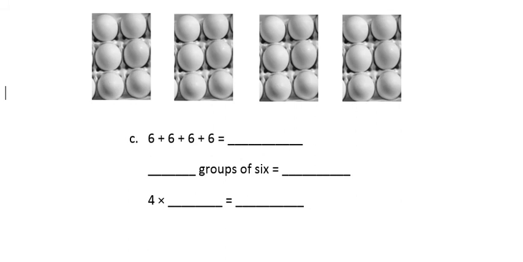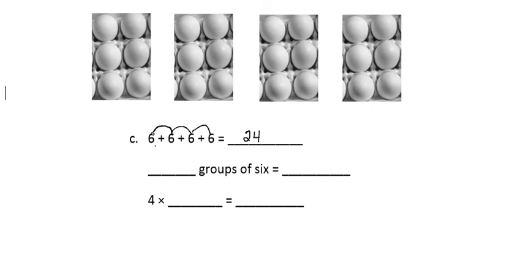Let's look at another picture. I have pictures of eggs in a carton, and I can see that I have 4 groups, and there are 6 in each group. So to find the answer, I can skip count. 6 plus 6 is 12, plus 6 is 18, plus another 6 is 24.